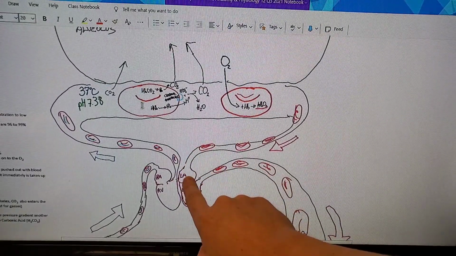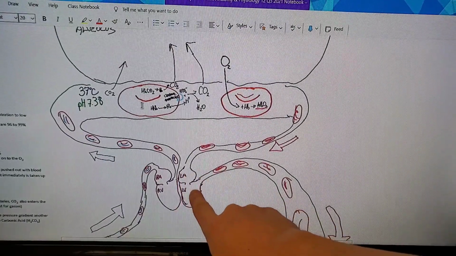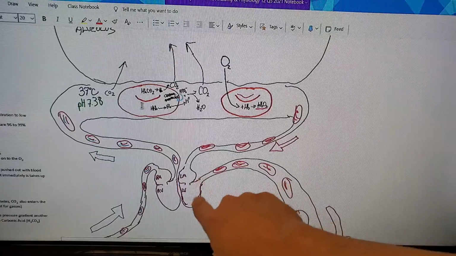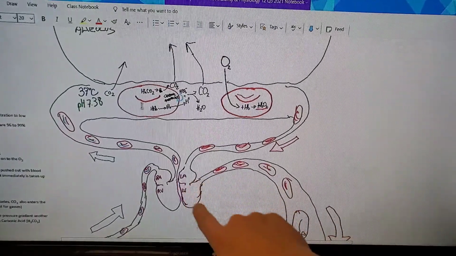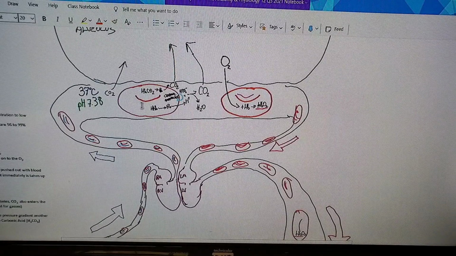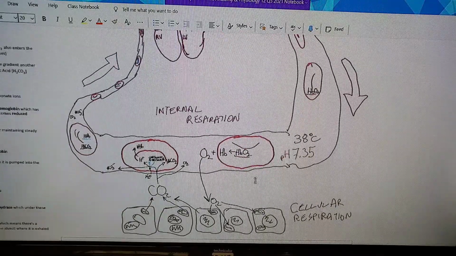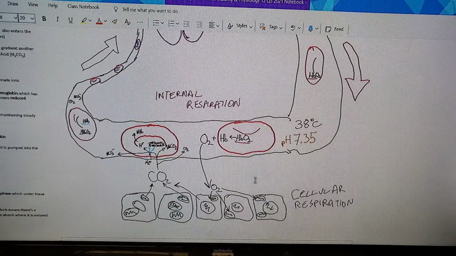It enters the left atrium of the heart, remember from our circulation unit, then enters the left ventricle, and then is squirted out. The left ventricle is the big one, the powerhouse of the heart. It shoots all those oxygen-saturated red blood cells out into the systemic circuit, so out into the tissues.